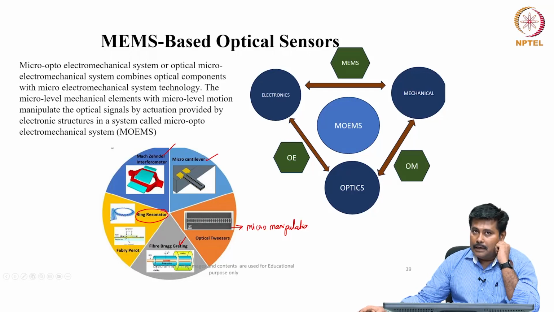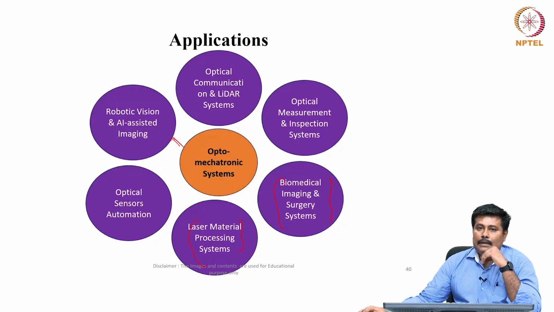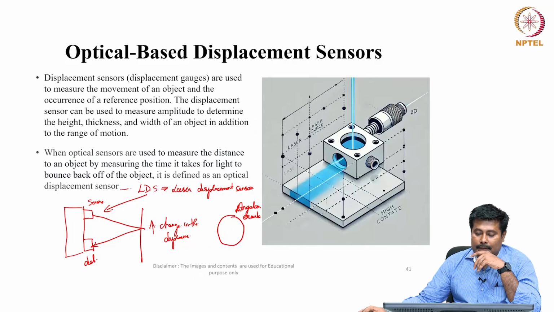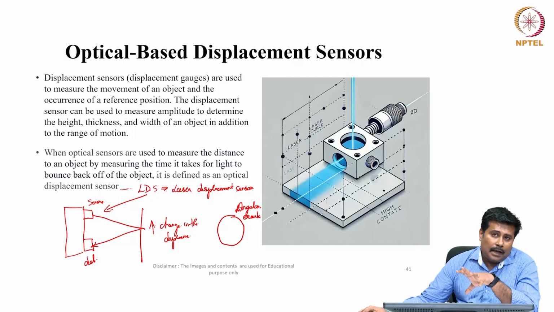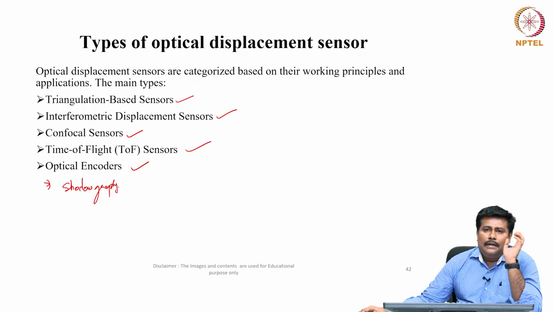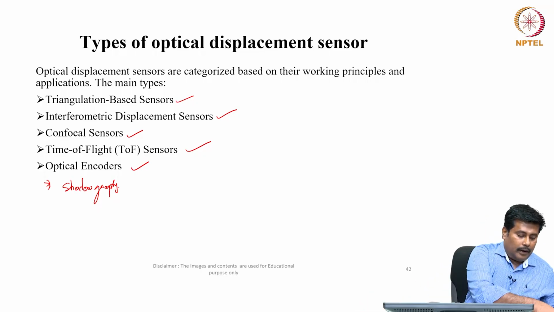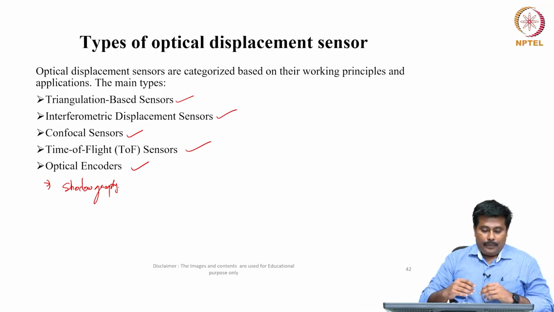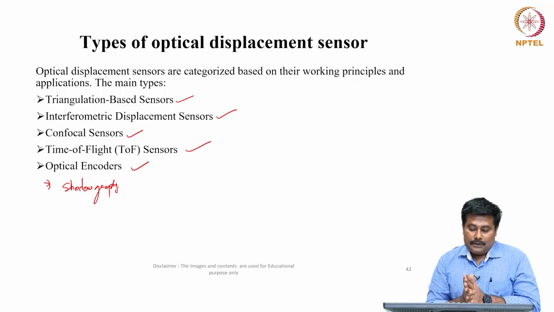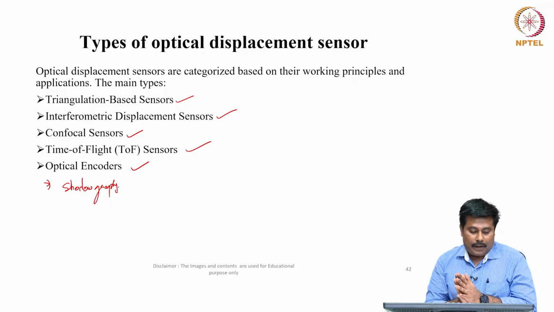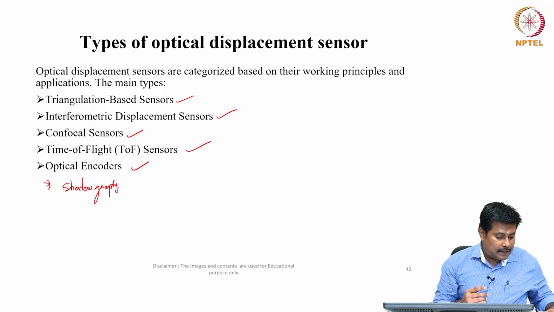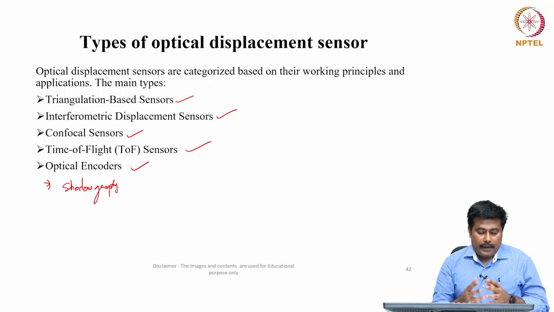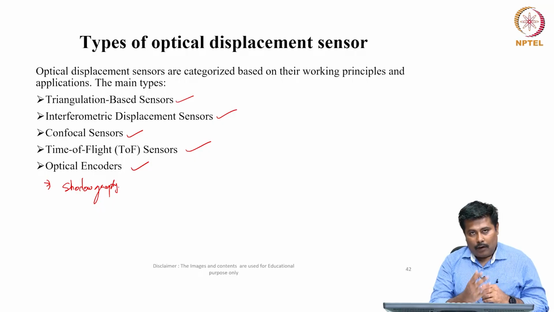We also had a discussion about the MEMS-based optical sensor, the overall application of the optical sensor, and its application towards displacement measurement. There are different techniques deployed for optical-based sensors, which are categorized based on their working principle and their application. The main types include the triangulation-based sensor, interferometer displacement sensors, a confocal sensor, a time-of-flight sensor, and an optical sensor.